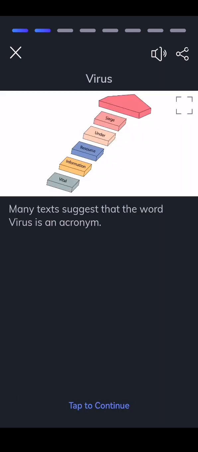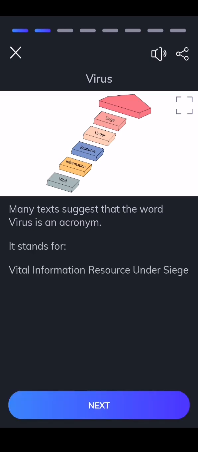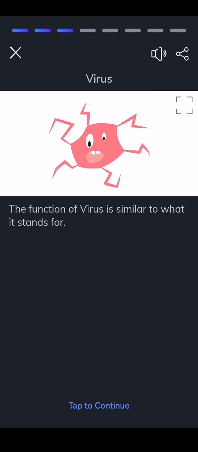Many texts suggest that the word virus is an acronym. It stands for Vital Information Resource Under Siege. The function of a virus is similar to what it stands for.